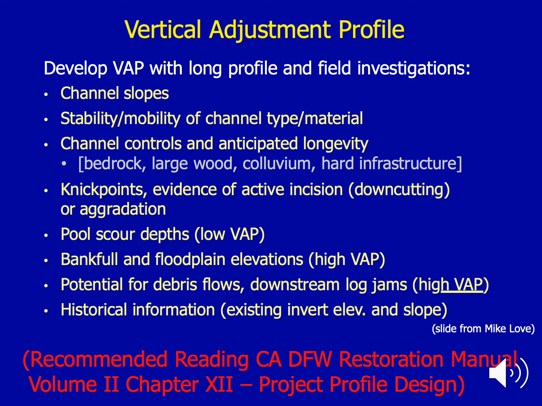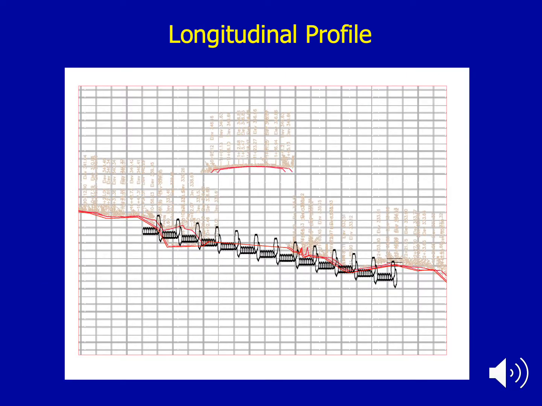We're also using things like debris jams. Debris jams often cause discontinuities in the long profile. So you need to go out and look at all these things, take notes of them, measure a few elevations, and you can piece together your vertical adjustment profiles back like this. Some examples of long profiles follow, really hitting home the point of needing to have adequate lengths.